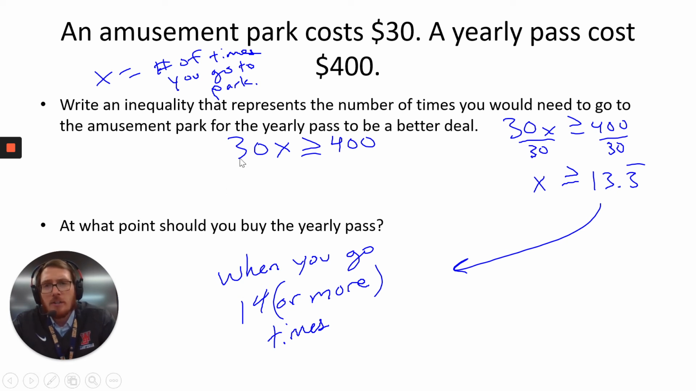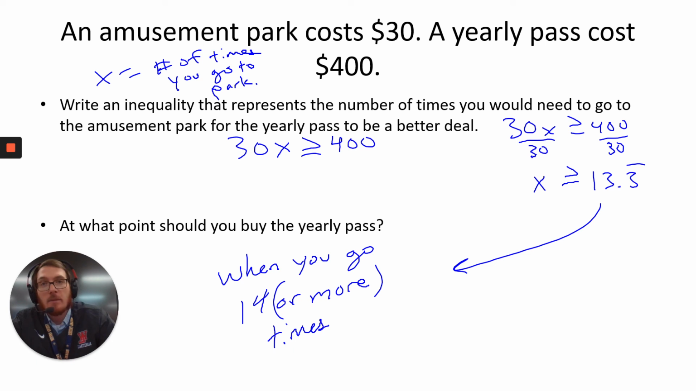So notice here that it's 30x greater than or equal to 400. So your goal is to figure out when will I end up paying more than 400. The fact that it's less than or greater than is going to be important, because you want to make sure you go at least that many times. Then to solve that, it's kind of like an equation. We'll do some of this later, but you really just have to take 400 divided by 30, and you get 13.3 repeating trips to the amusement park.